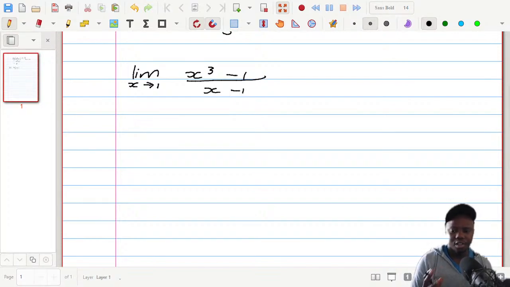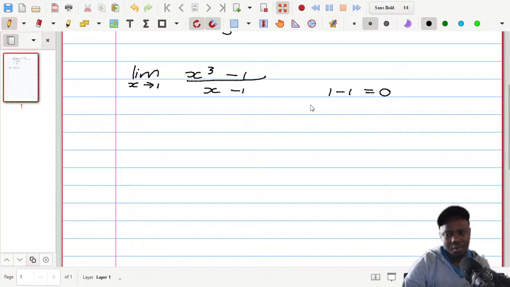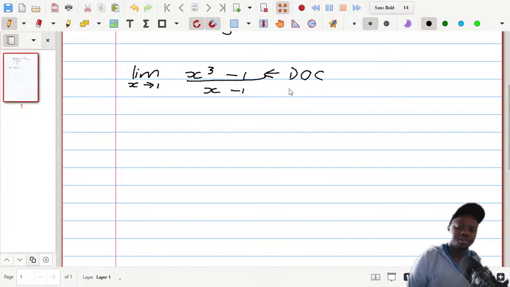The first thing that you need to take note of here is that when we substitute x equals 1, we're going to get 1 minus 1, which gives us 0. We've got a division by 0, so substitution is not working for us here. Let's see if we can try a different approach. If you look at the top here, this is actually a difference of cubes. And if you can remember from grade 10, we can actually factorize the difference of two cubes.